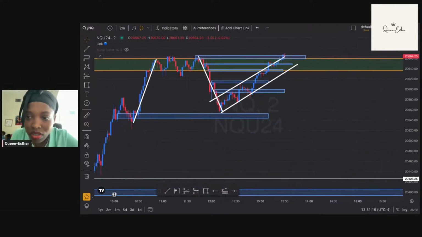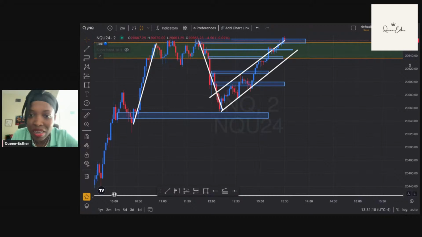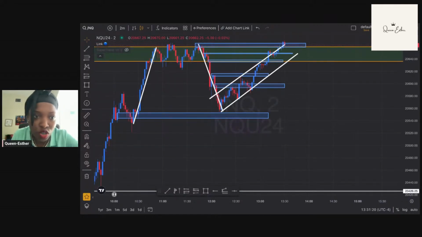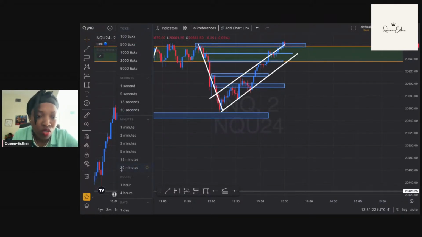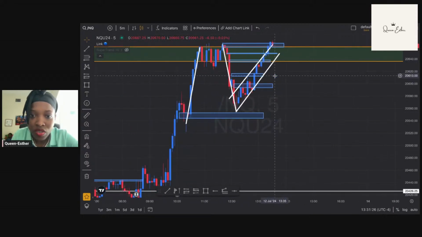All right, let's zoom in. I'm on the 2 minute because it shows me the trade sooner. It shows me my entries, but the 5 minute is what I look at.